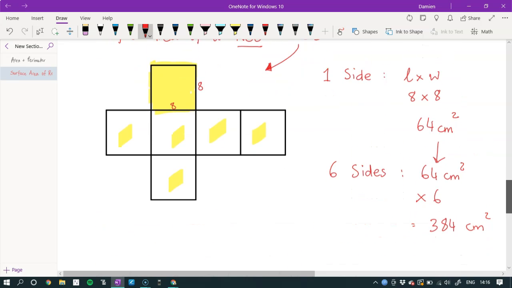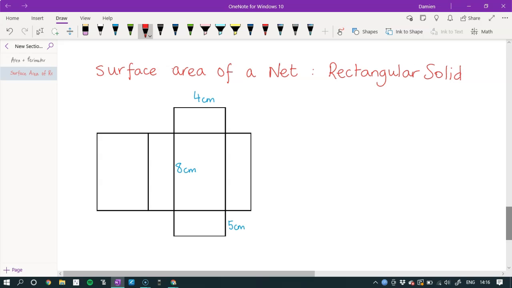And that's it. All right, so let's move on to the next net, which is the surface area of a net, but this time it's a rectangular solid. Now what I would do here, again, same thing. I'm just going to remove the units just to make it a little bit clearer. I would go through and do each side. I would put all the sides in. So I put an 8 there. That means that line is 8. That line is 8. If this line is 4 up the top, that means that line is 4. This line is 4. This line is 4.